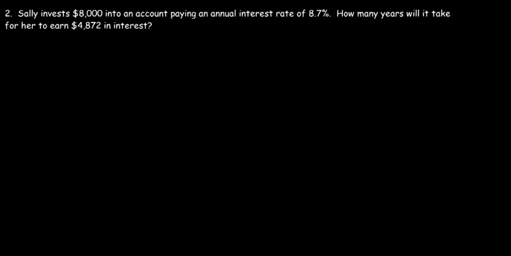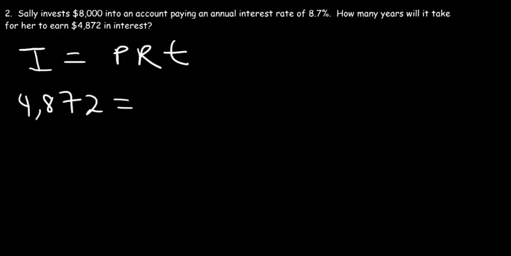Number 2. Sally invests $8,000 into an account paying an annual interest rate of 8.7%. How many years will it take for her to earn $4,872 in interest? The equation that we need to use, once again, is I is equal to P R T. So the interest that she earned in these years is $4,872. The principal, the amount that she puts in the account, is $8,000.